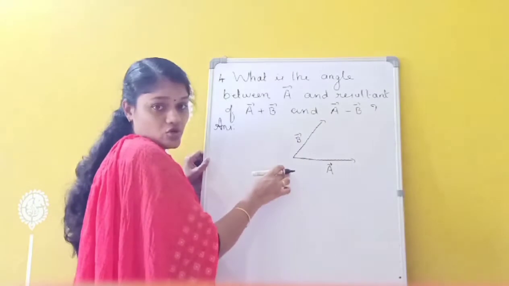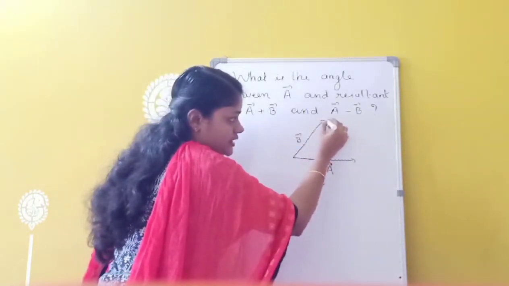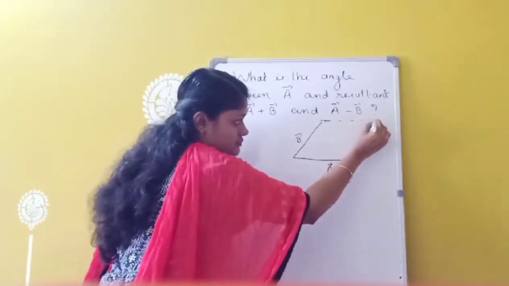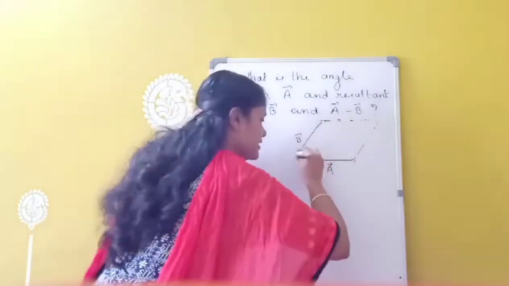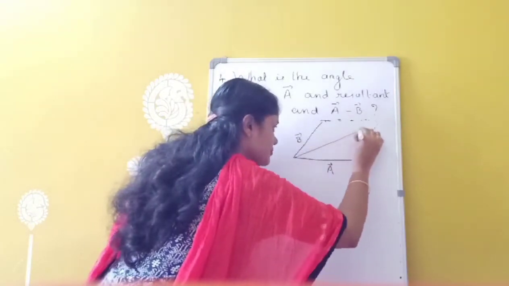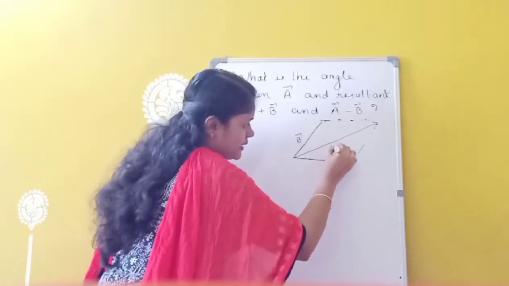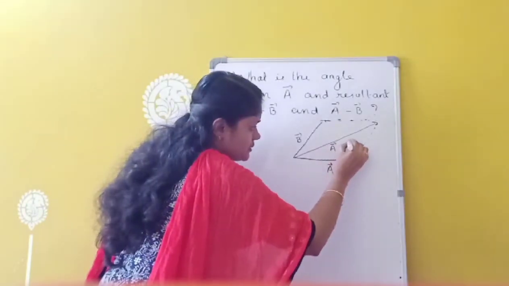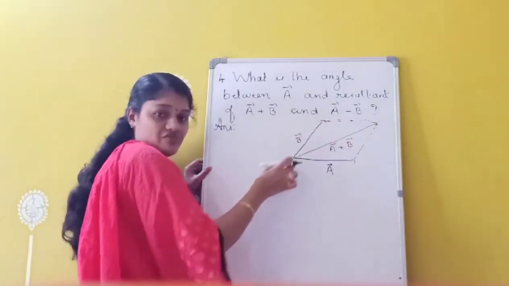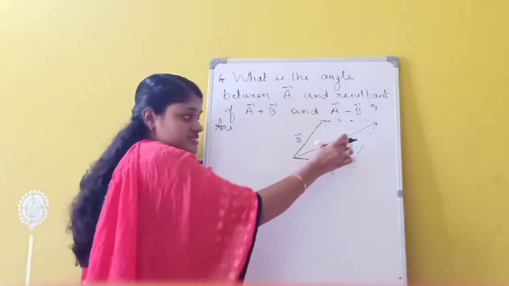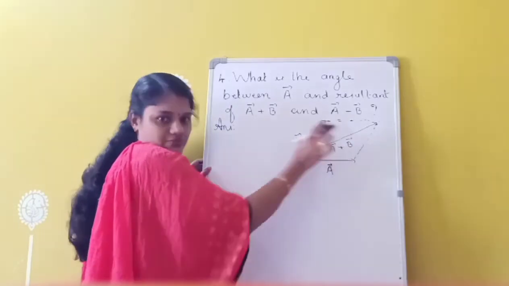So according to the parallelogram law of vector addition, suppose we complete a parallelogram, and this diagonal will give the resultant vector, that means vector A plus vector B. So this diagonal of this parallelogram will give the resultant vector, vector A plus vector B. This resultant of vector A and vector B is vector A plus B.